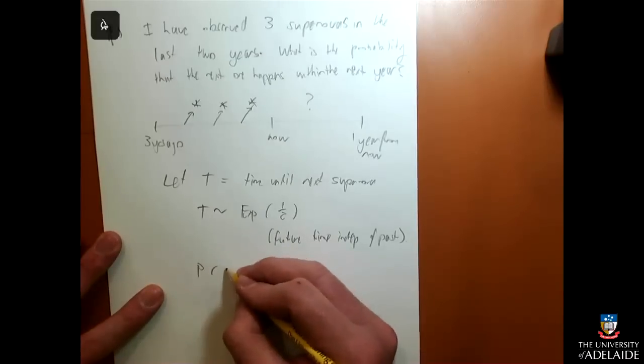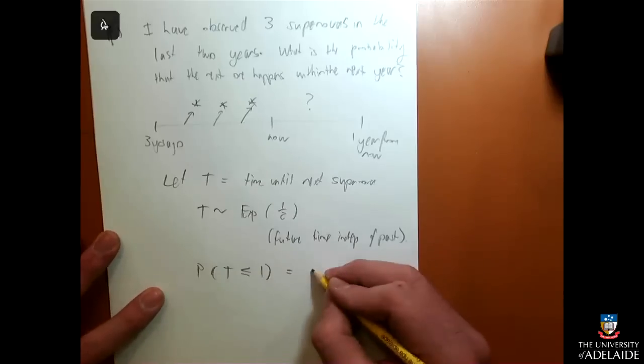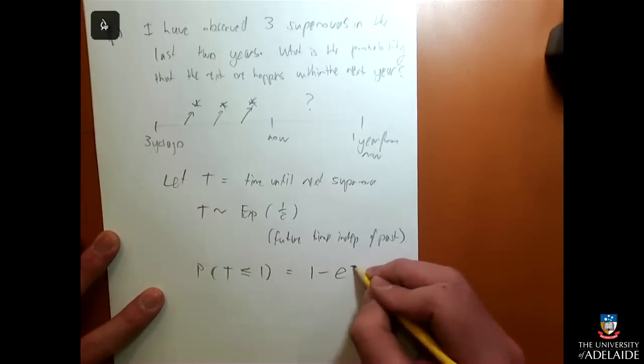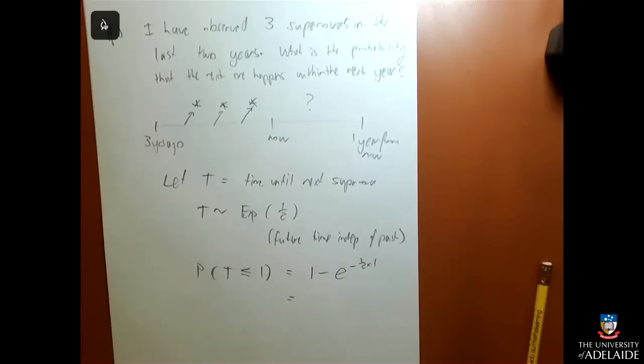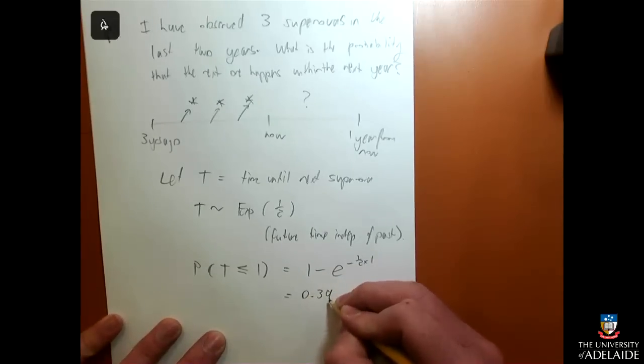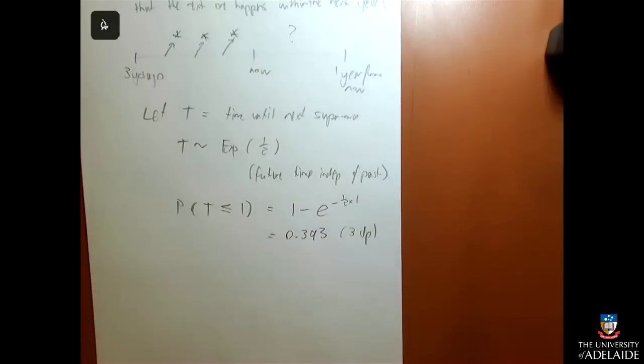So the probability that t is less than or equal to 1 year is the CDF of an exponential distribution, which is whatever it is. I'm trying to think of a question where it won't be independent, and that would be when your time intervals overlap. But I can't think of a situation off the top of my head right now.